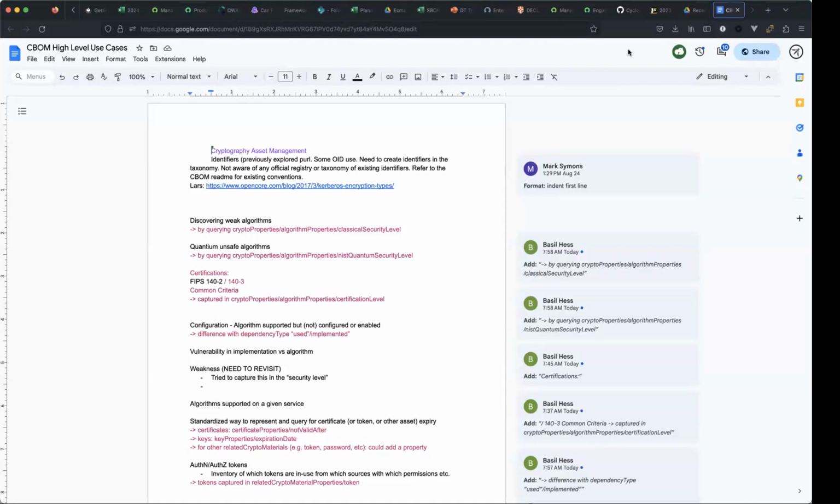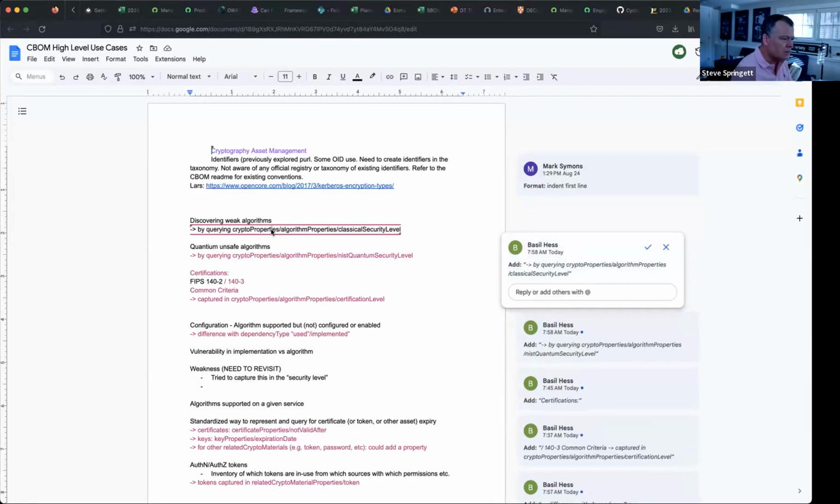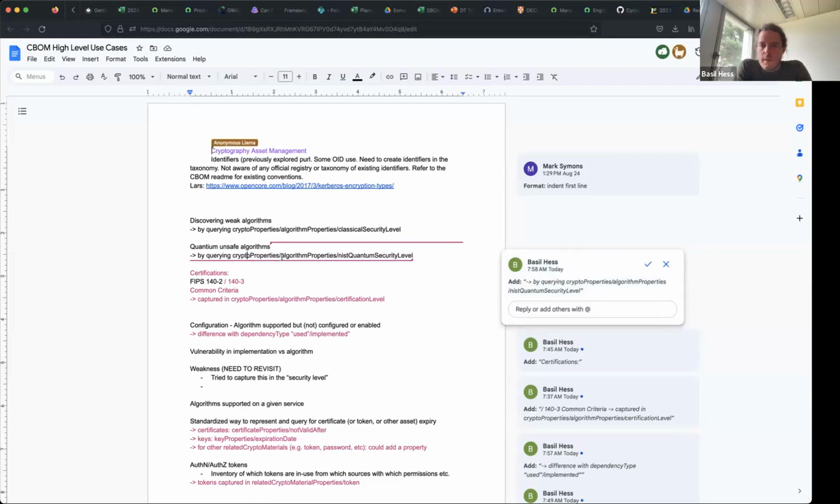So it looks like we've had some comments on this doc, which is great. Discovering weak algorithms by querying crypto properties, algorithm properties, classical security level. Basically, I just tried for each of the use cases, just showing how this would link to the CBOM that we currently have.